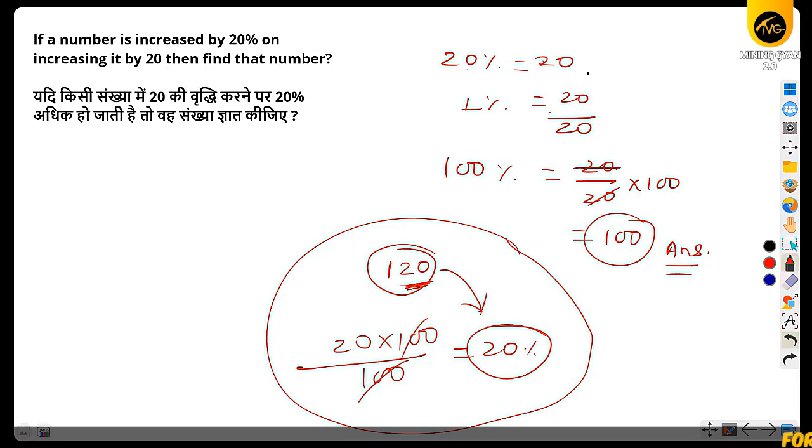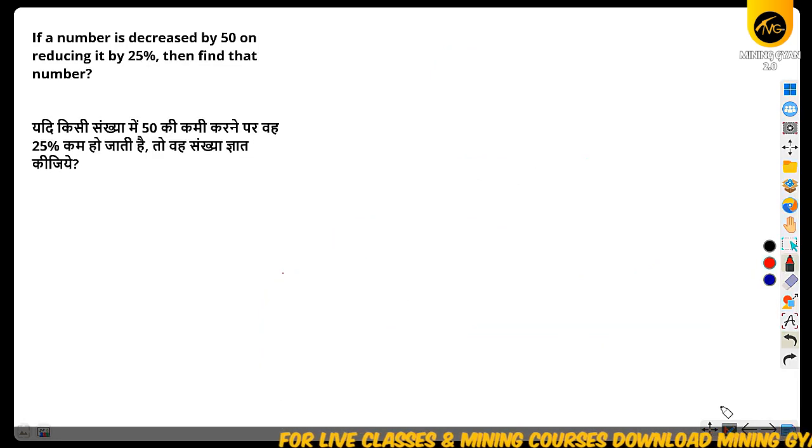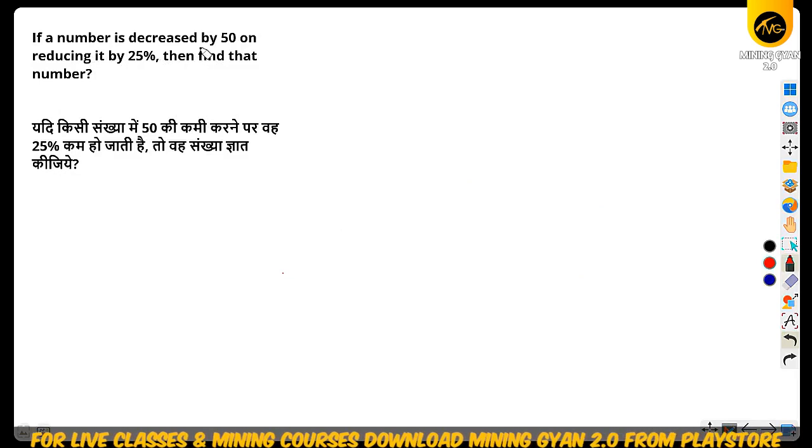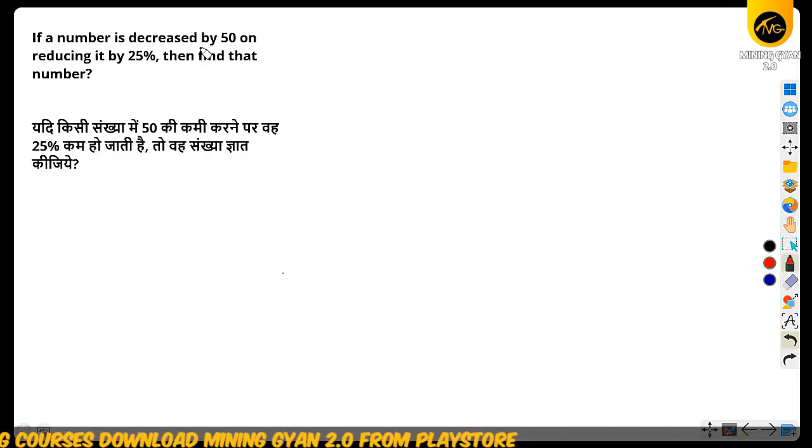Otherwise, this is the basic formula. 20% is equal to 20, and then 1% is equal to 20 divided by 20, and 100% is equal to just multiply by 100. Now, if a number is decreased by 50 on reducing it by 25%, this is a similar kind of question. Just the formation of the question is converted or inverted, like decreasing in place of increasing.